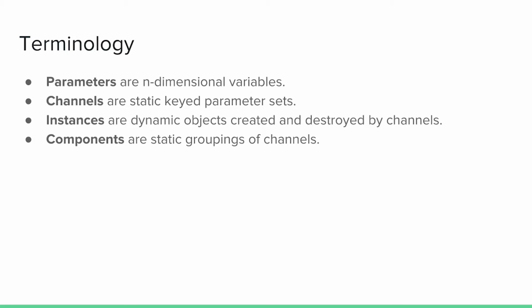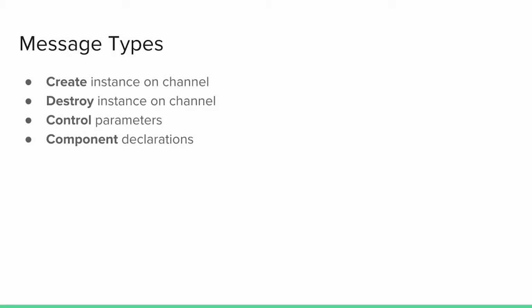And another thing to note is that channels can be both static or dynamic. A static channel doesn't create instances. It just offers a parameter set which can be controlled. A dynamic channel is used to create instances, and then you control the parameter sets of each instance of the channel separately. So now I'm going to actually describe what the different types of messages supported by the protocol are.